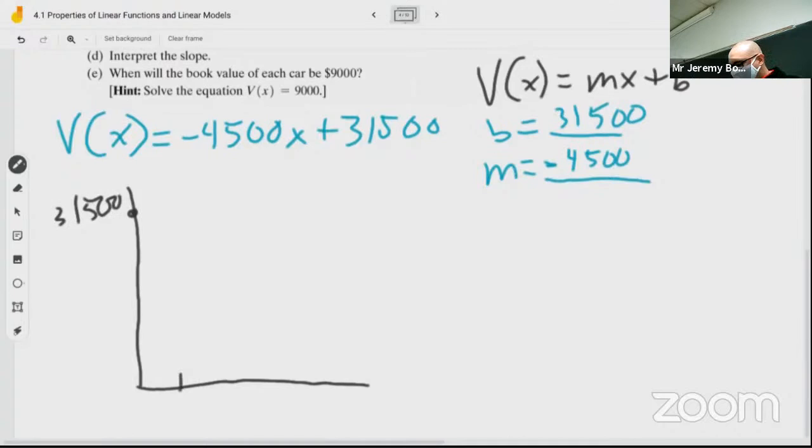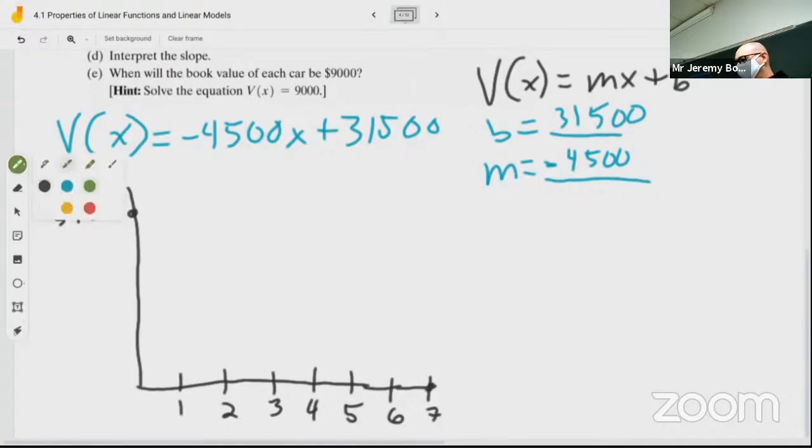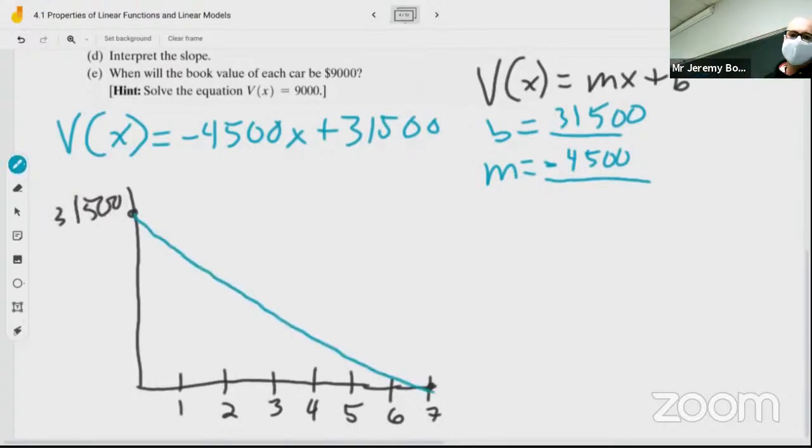And then we'll have 1, 2, 3, 4, 5, 6, 7. And 7 years down the line, it should be worth nothing. And so our graph is going to look like that. That's basically all there is. You could choose some other points too. If you plug in some x values, you get some y values. You can do that if you want, but we just need 2 points. We have 2 easy points.